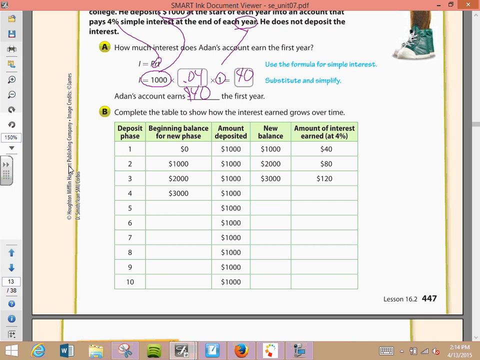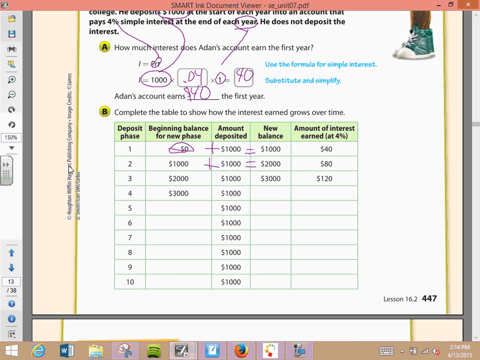So for number 1, at the beginning you had $0, right? Then you added $1,000, and you ended up with $1,000, right? Then you plug this number into the interest formula, and it gives you $40 that you earned. Now for the next month, you already had $1,000, right? Because you're not including the interest. And then you add another $1,000 and you get $2,000, right? Do the same thing, plug it in or you can just change the term, and it gives you 80, right?